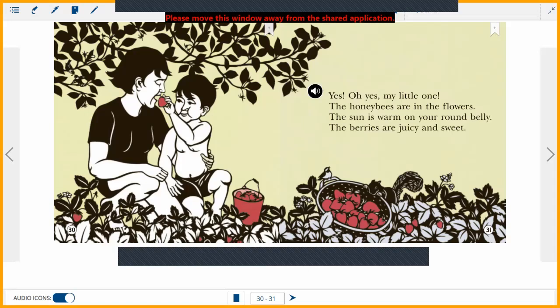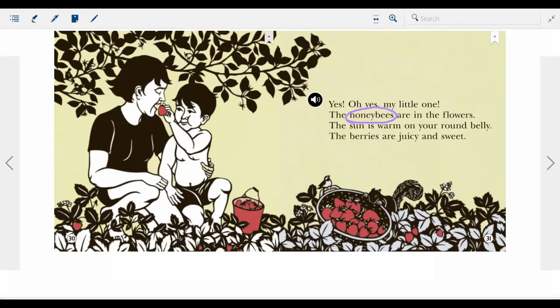Well, we heard honeybees, right? What else? Flowers, because flowers are blooming or they're already bloomed in summer. What else? Sun, because it's sunny and warm in the summertime. And what else reminds you of summer? Berries.